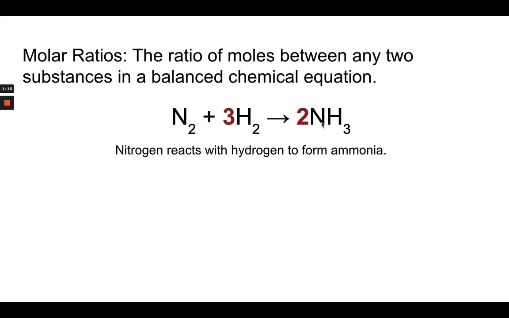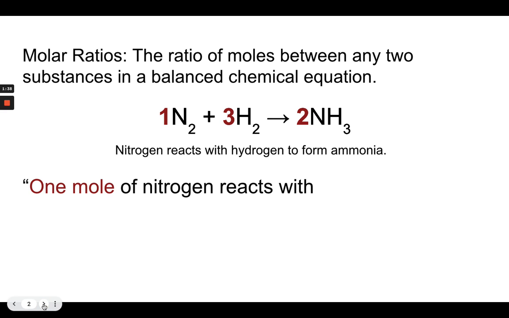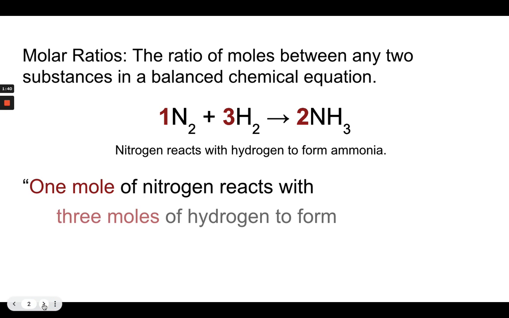Now I have 2 nitrogens on the product side and 2 nitrogens on the reactant side, which means that we don't have to put anything here. But because we're looking at molar ratios, sometimes it's good to put the 1 there just to remind you that that is actually 1 mole. So if I were to add to the sentence that describes the reaction using molar ratios, I would say something like this. 1 mole of nitrogen reacts with 3 moles of hydrogen to form 2 moles of ammonia.